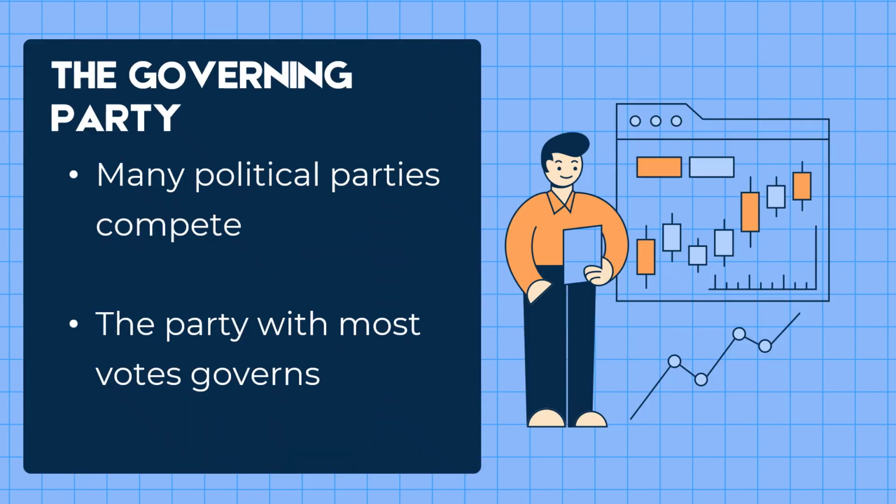In an election, many political parties compete for votes. Citizens vote for the party they prefer. The political party that receives the most votes becomes the governing party. This party forms the government and is responsible for the running of the country.